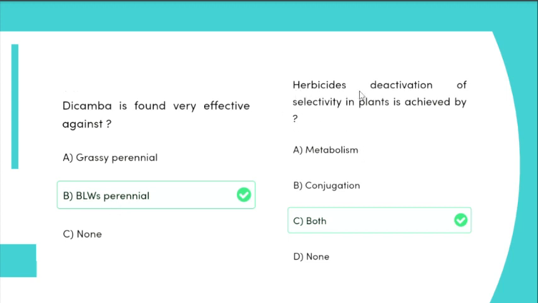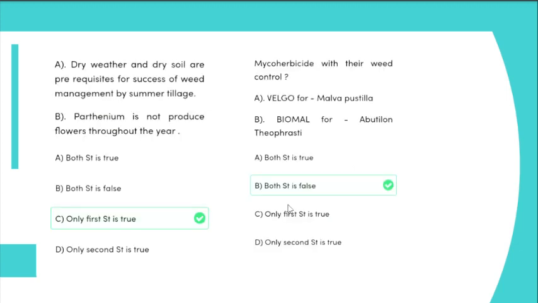Next question, herbicide deactivation or selectivity in plants is achieved by, so here option number C is correct, that is metabolism and conjugation. Next question, this is also a statement type question. Statement A is dry weather and dry soils are prerequisites for success of weed management by summer tillage. Next statement, Parthenium does not produce flowers throughout the year. So in this question only the first statement is true and the second statement is false. This is false because Parthenium produces flowers throughout the year after completing one cycle.